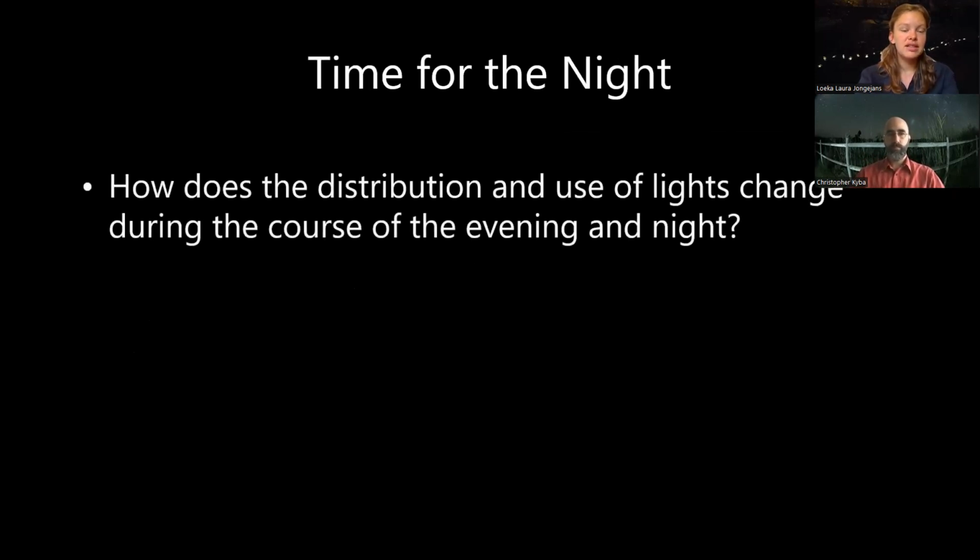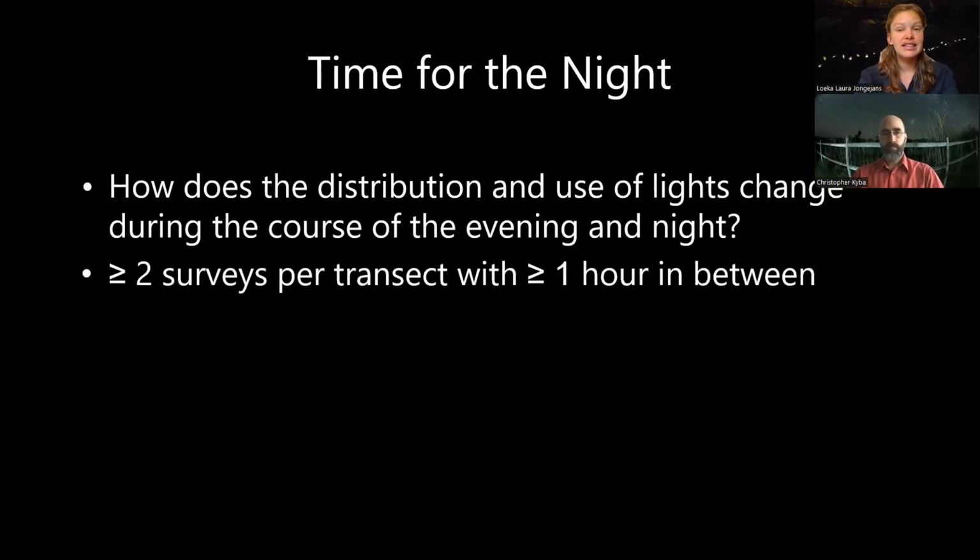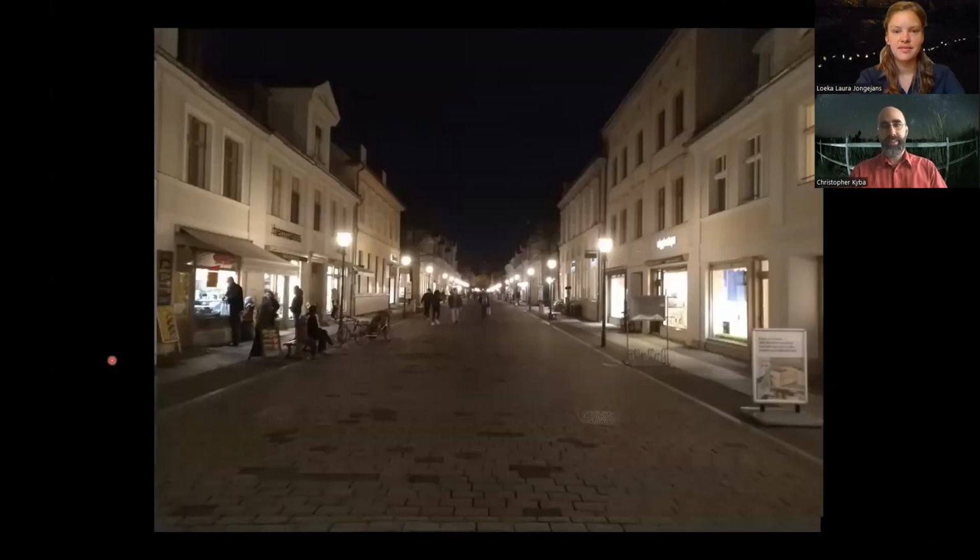As Chris mentioned, we are mostly interested in seeing the change of light use during the course of the evening and the night. Therefore, we would like to ask you to survey streets multiple times, so at least 2 times per street with at least 1 hour in between. And now I hand the microphone back to Chris so that he can tell you more about the data analysis. Thanks, Loeka. So now I'm going to show you an example of what it will look like when you're on the street and also how we're going to analyze your data.